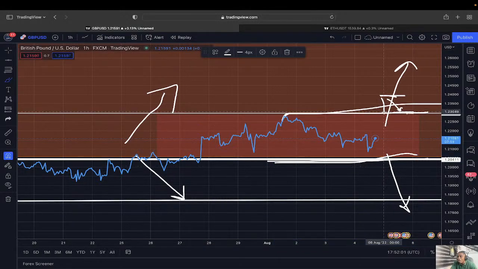If price breaks out of this level, I said what? Buy. If price breaks down below this level, what do you do? What will I do? I would sell. That is what I'm watching out for.